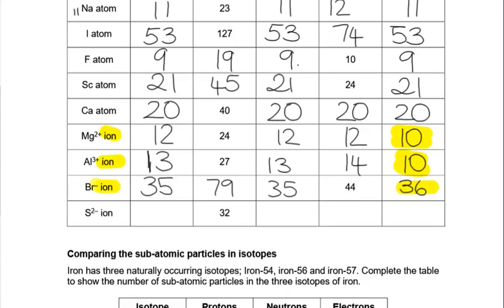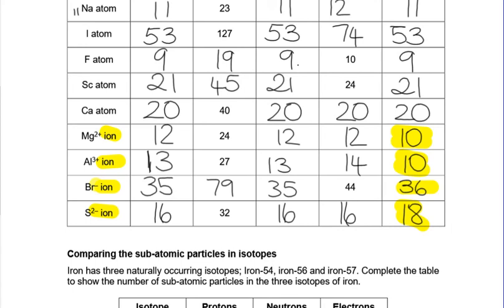For our bromide ion, bromine is element number 35. There were 44 neutrons, so 44 add 35 gives me a mass number of 79. And because it's a 1- ion, that means there's one more electron than there are protons, so 36 electrons. And our final example, sulfur or sulfide ion. Sulfur is number 16, 16 protons. 32 take away 16 gives us 16 neutrons. But because it's a 2- ion, there will be 2 more electrons than protons, so it's 18.